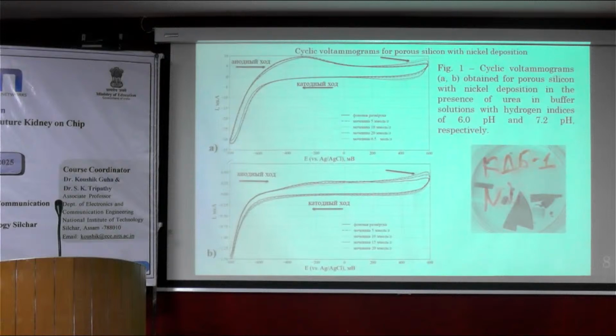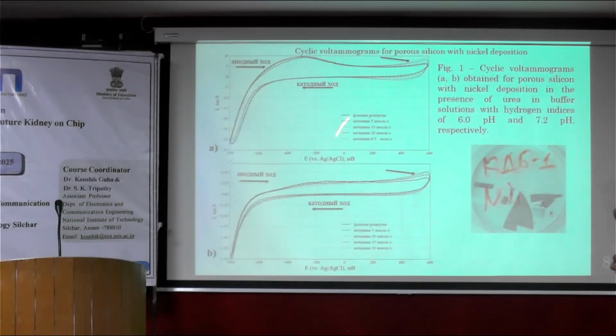So another idea that was explored by my student was to implement cyclic voltammetry. Basically, the main idea is that we change the potential of the working electrode against the counter electrode, and we have the measuring system consisting of the working electrode and the reference electrode, basically silver chloride. And we observed how the form of the cyclic voltammogram changed in the presence of urea.